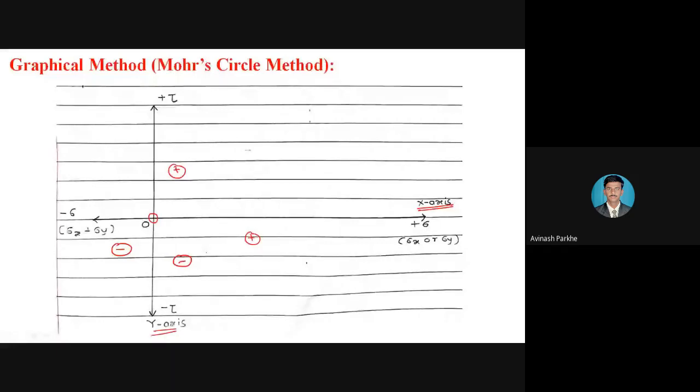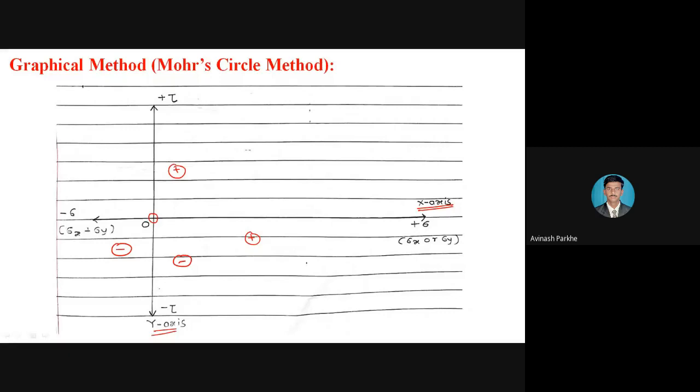And sometimes the problem is based on case number 3, where sigma x is given, sigma y is given, and the shear stress is also given. The shear stress tau is represented by the vertical axis. If the positive shear stress is there, I can represent that shear stress above the origin point O. If negative shear stress is given, I can represent it below the origin point O.